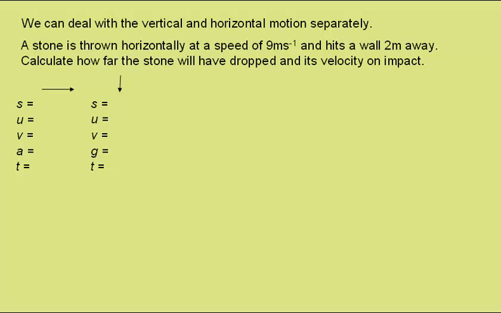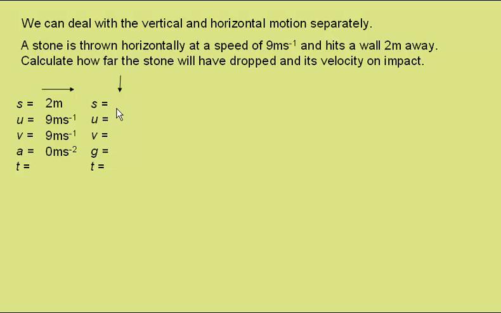I can now start putting in the data. My initial horizontal displacement is given in the question at 2 meters. The initial horizontal velocity is given in the question at 9 meters per second. Ignoring air resistance, the final horizontal velocity will also be 9 meters per second, meaning there is zero acceleration. We're not asked for the time, so I'll leave it blank for the moment.